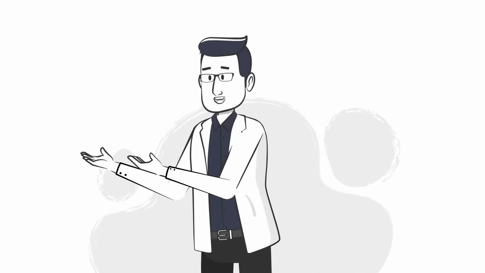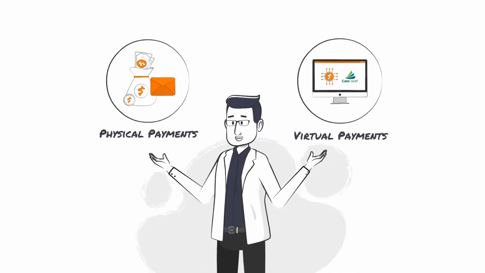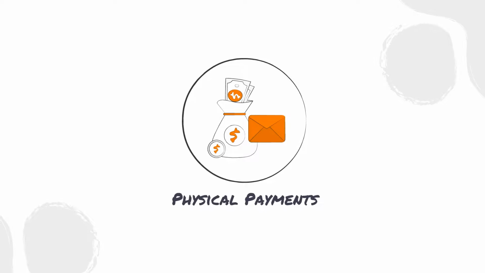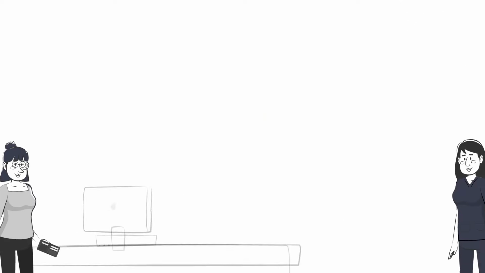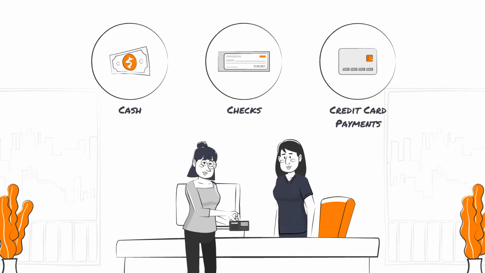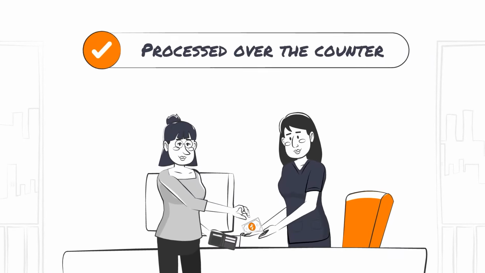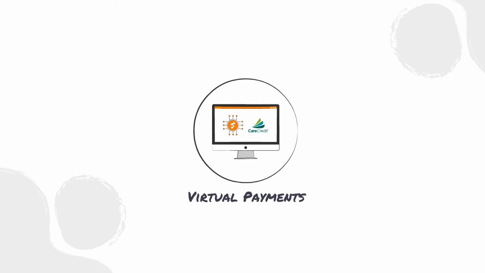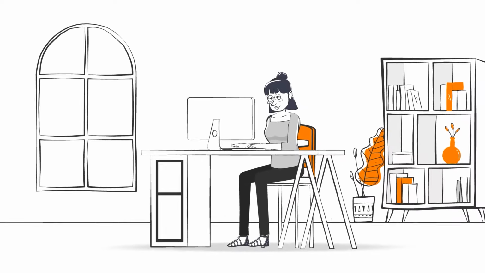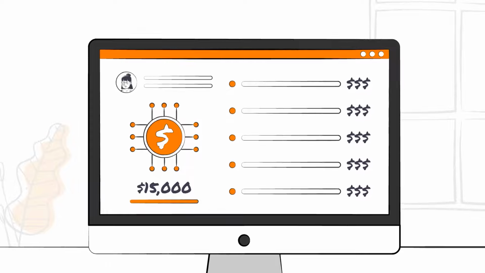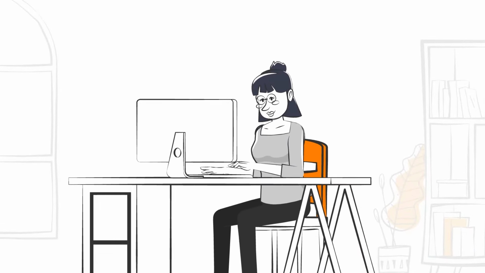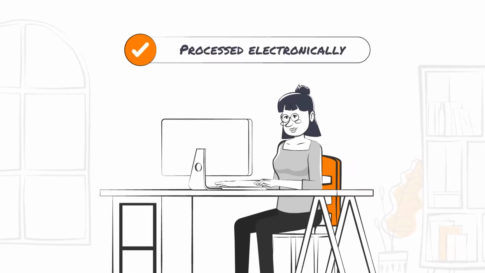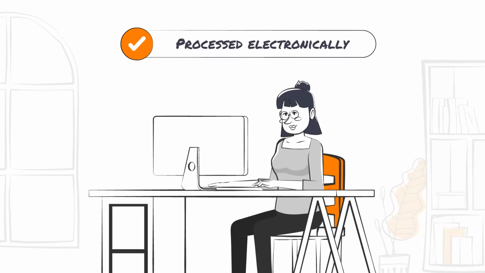To start, let's break down the difference between physical and virtual payment types. Physical payments are transactions made directly in person or received through the mail. This category includes cash, checks, and credit card payments that are processed over the counter by your team. On the other hand, virtual payments are entirely electronic. These payments post directly to your bank account without any physical interaction. Common examples include insurance electronic payments, third-party financing, or any other payments processed electronically with no front desk interaction.